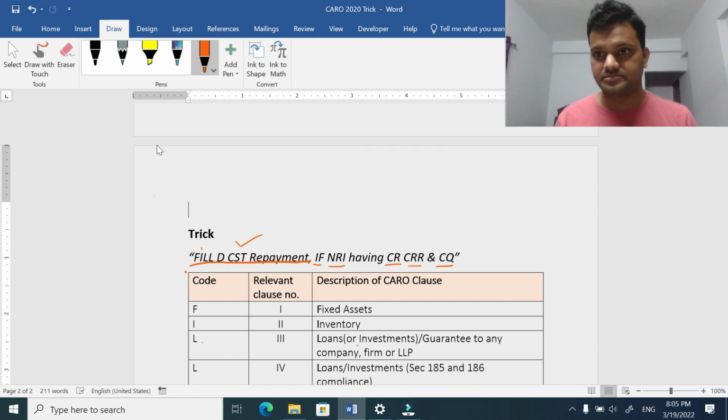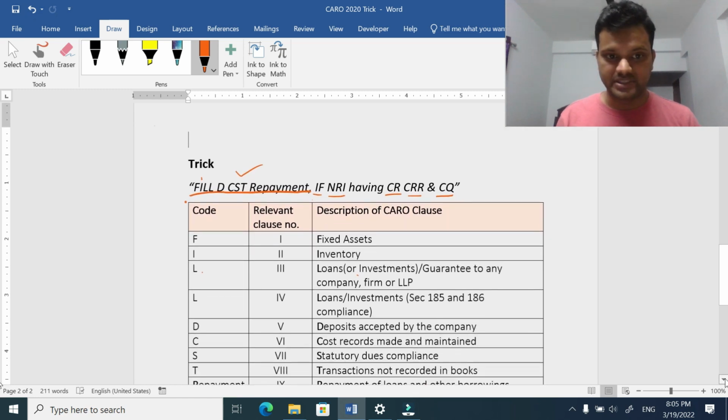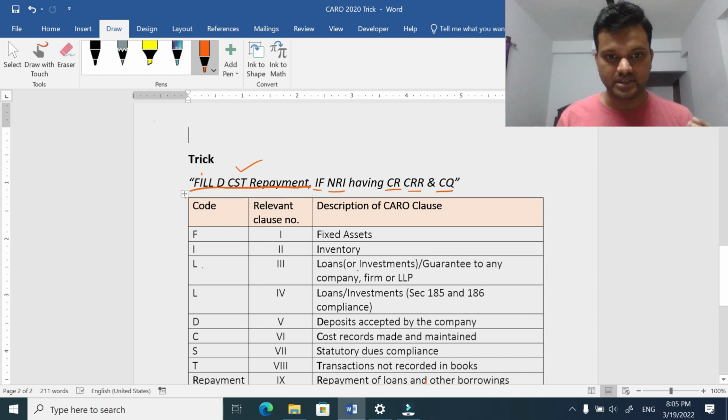This is the statement. Now let us see, in each and every word, how we will be able to relate it to the CARO clauses. The first word is fill, F-I-L-L. F means fixed assets. You can use this table; this entire file is available in the description box, and you can download it. F is fixed assets. I is inventory. L is loans or investments guaranteed to any company, firm or LLP, and investments made by the company. Another L is loans or investment compliance with section 185 and 186: loans to directors, and investment in other companies under section 186. That is about fill.